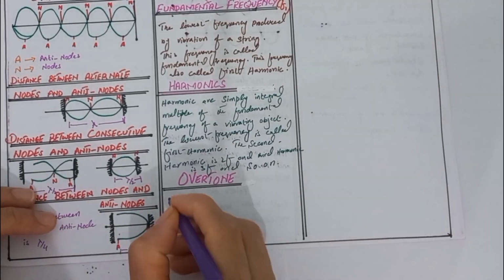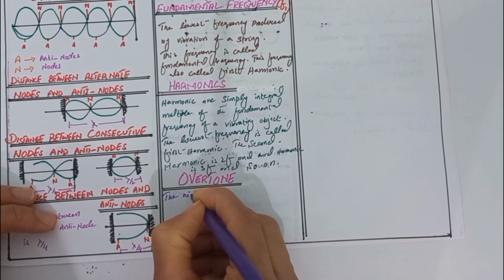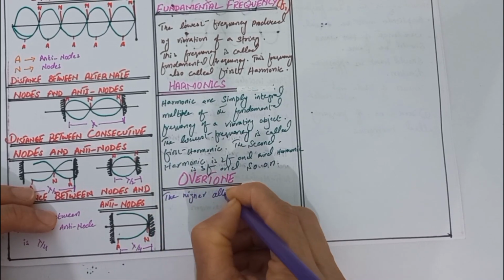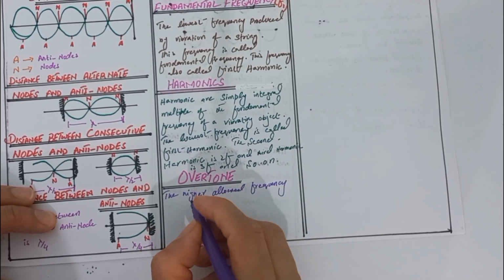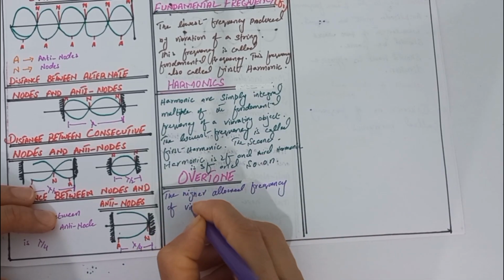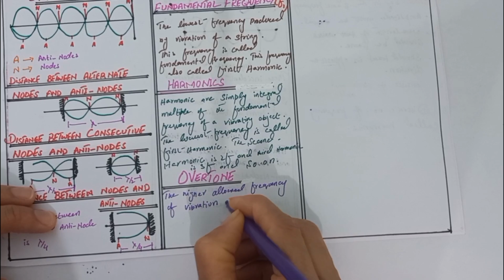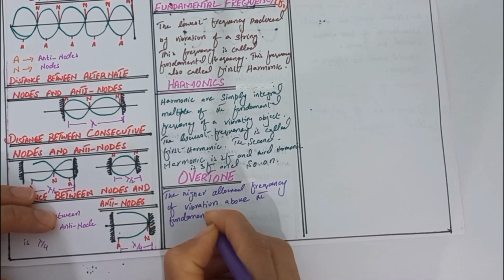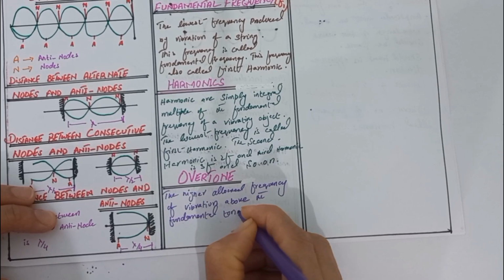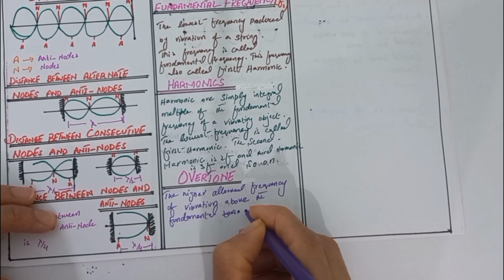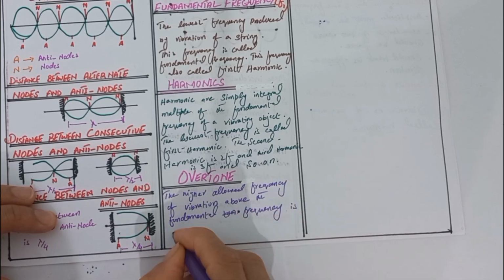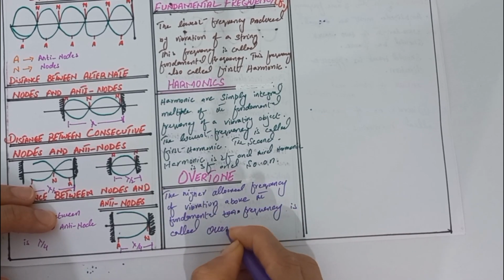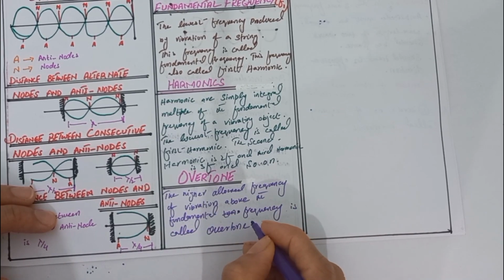What is an overtone? The higher allowed frequency of vibration above the fundamental frequency is called an overtone.